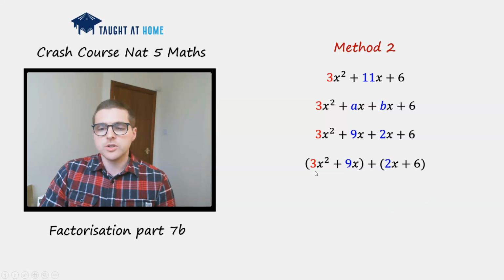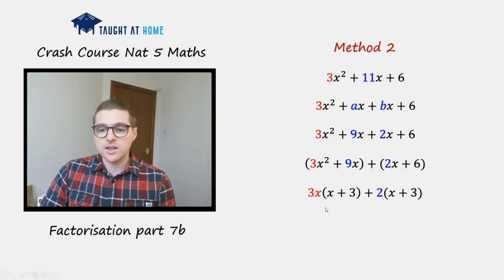And now what we're going to do is factorize each bracket individually. So let's try this. For the first bracket, what's a factor that we could take out of 3x squared and 9x? It is, of course, 3x. What are we left with in the brackets? We'd be left with x plus 3. In the second bracket, we can factor out 2. And we're left with x plus 3.